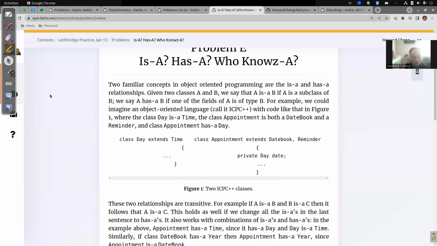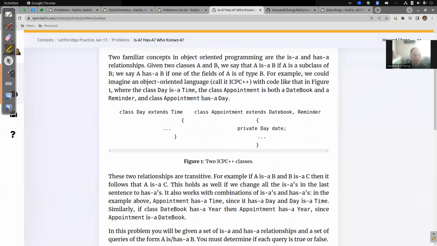All right, so let's do this. Two familiar concepts in object-oriented programming are the is-a relationship and the has-a relationship. Take two classes, A and B. We say that A is a B if A is a subclass of B, and A has a B if one of the fields of A is of type B. For example, here you have day extends time. So day is a time, and appointment is a date book. Appointment is a reminder, and appointment has a date. Okay, so that's the is-a and has-a relationships.